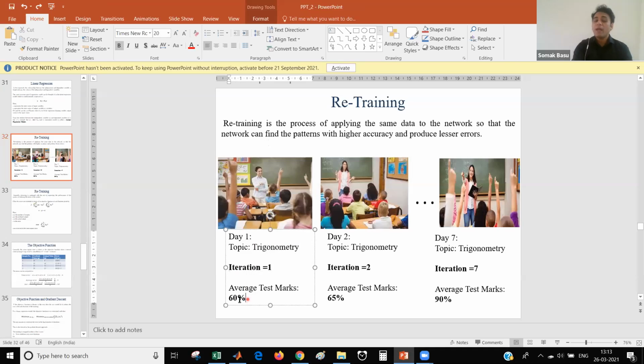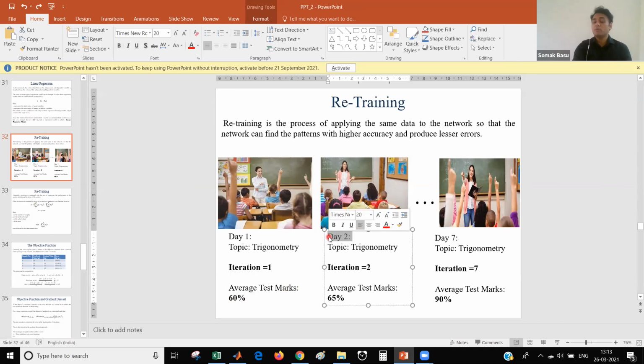Maybe the average marks of the class is 60%. So the teacher thinks, maybe some of the students have understood the concepts and some haven't. So let me teach the concepts again. Day two, the teacher again teaches the same examples in a slightly different way. We can say this is iteration number 2, the second time the teacher is teaching the students.